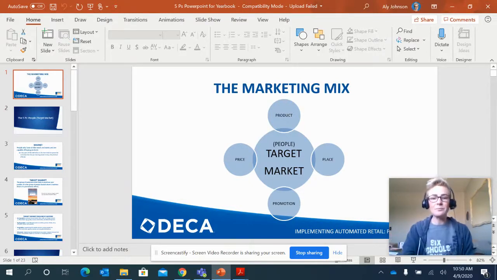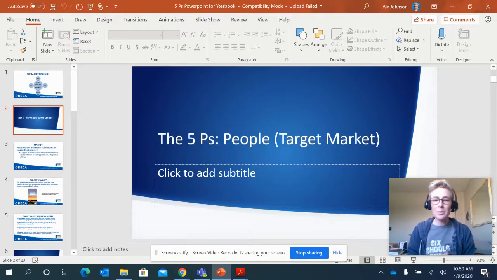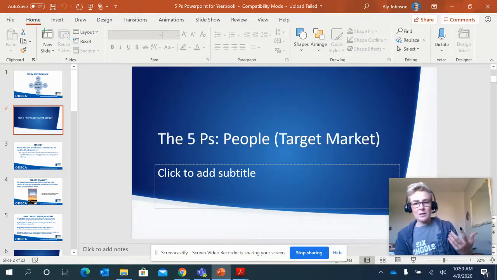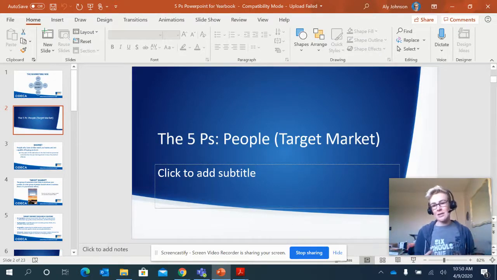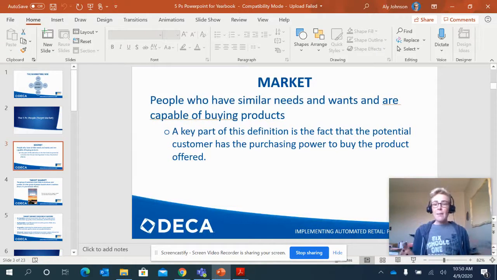So here we go. The first one we're talking about is that big P in the middle. I think it is the absolute most important P, so that's why we're starting there. Now, with people, you really need to understand the people that you are trying to get to buy your product. There are a couple of terms I want to go over. The first is market. Market is basically anybody who can buy your product. They have similar needs and wants, and they're capable.